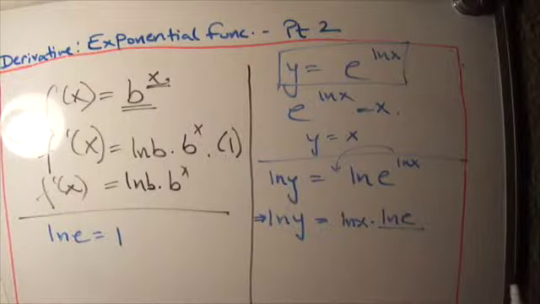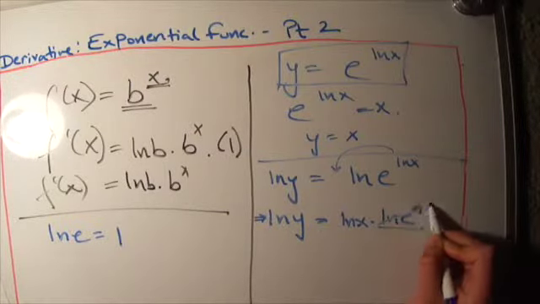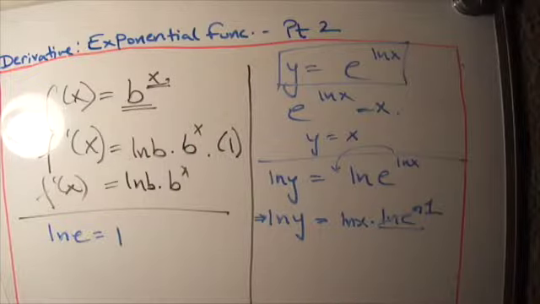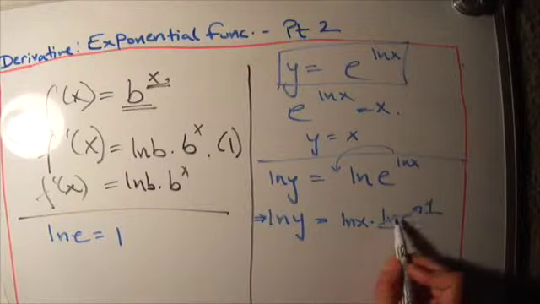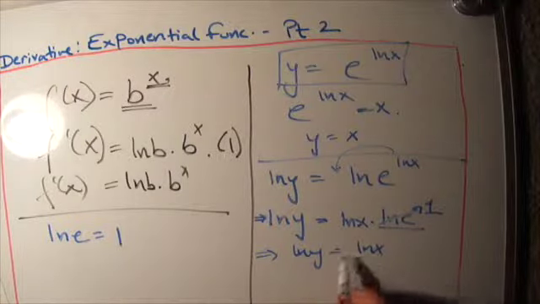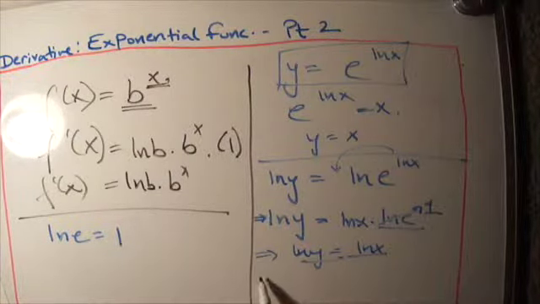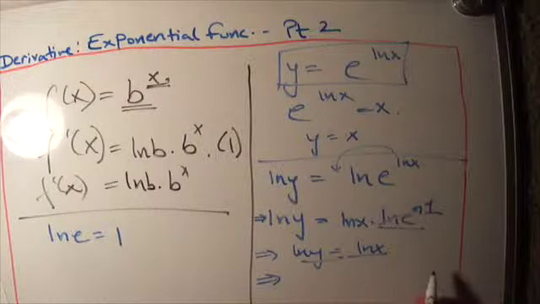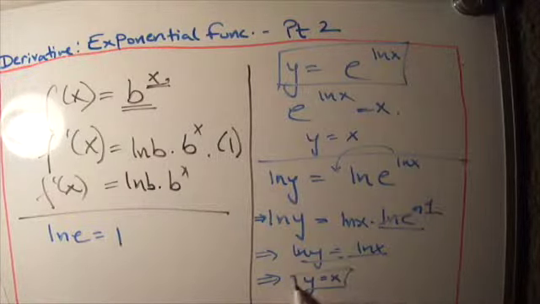So this cancels out, you have 1. Now you would essentially have ln of y equals ln of x. The ln of two numbers can be equal only when the two numbers are equal. So this essentially means that y equals x. We just proved what we said before. So that is how you would prove that rule.